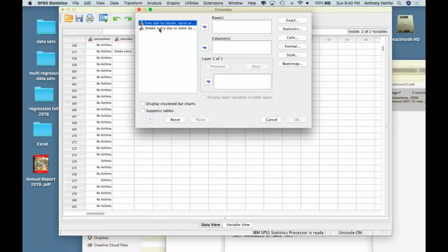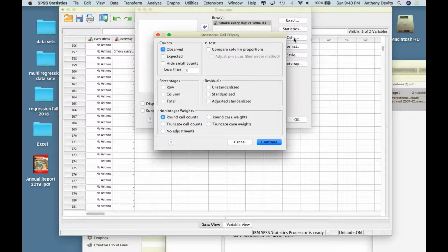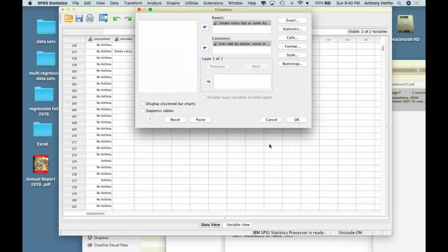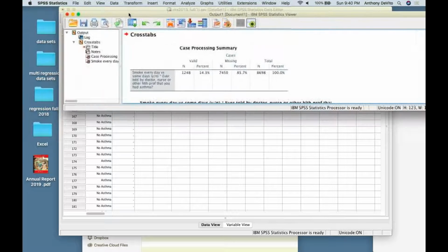In the row, I'm going to put the exposure, which is their smoking status. In the columns, I'm going to put the outcome, whether or not they have asthma. In statistics, I'm not going to fill that in yet. I just want to take a look at the cells first. I'm going to put observed values. I'm going to put percentages by rows as well. And I'll click OK. Let's see how many people fit these categories.